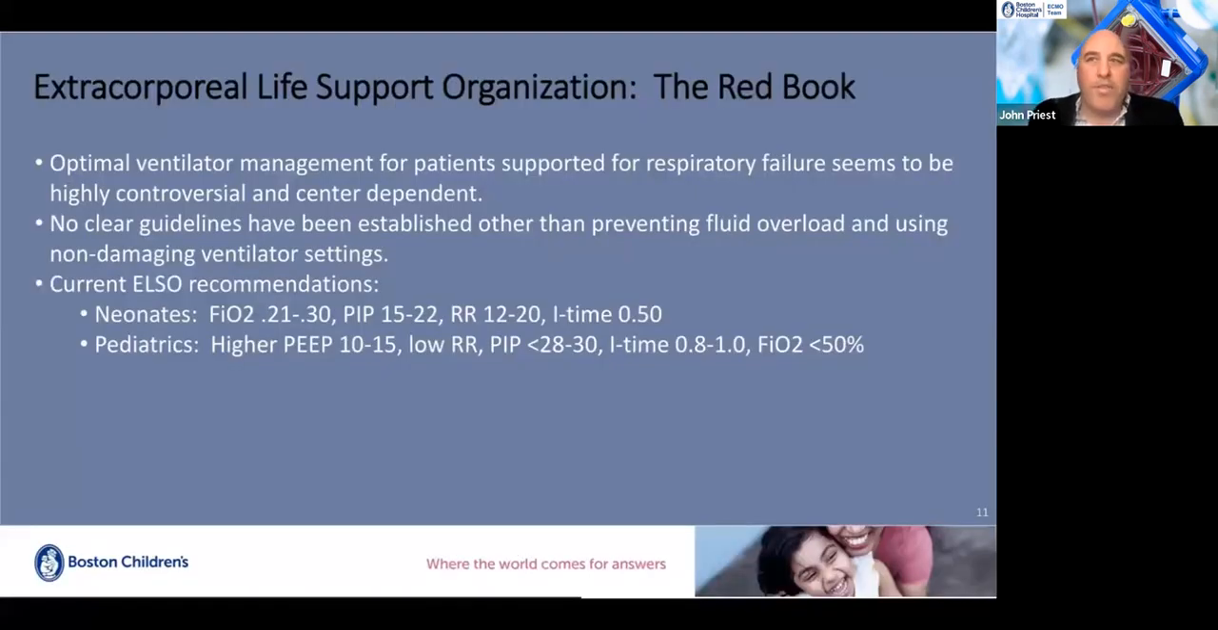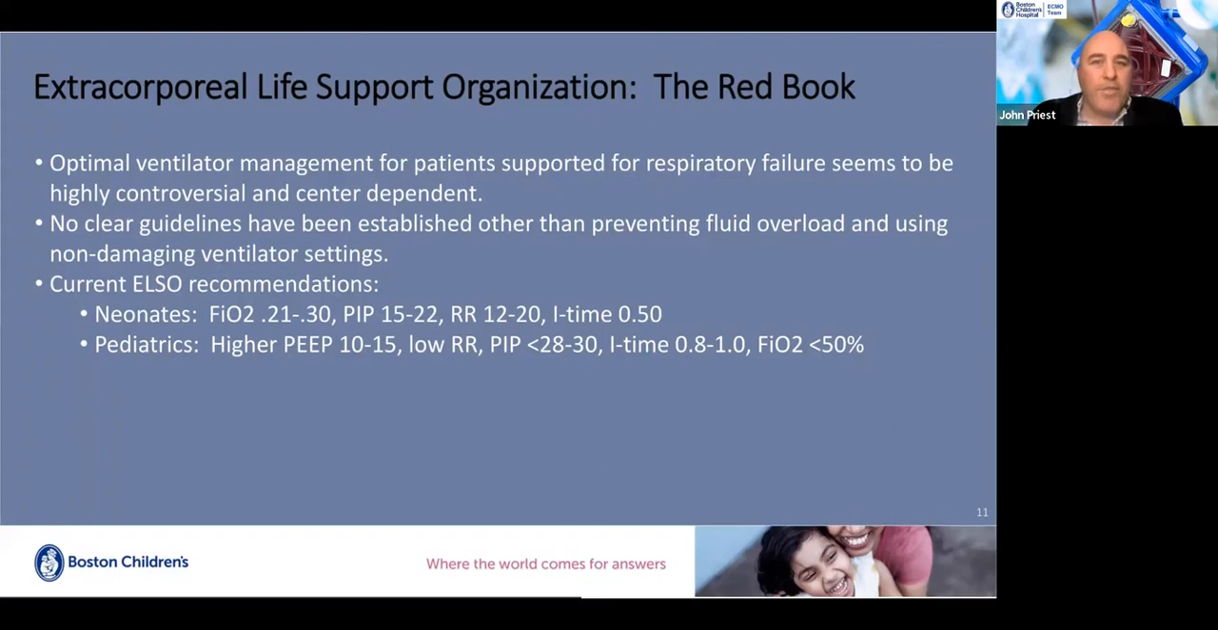So what does ELSO say? ELSO, as far as current recommendations, for neonates: low FiO2, low peak inspiratory pressure, PIP 15 to 22, respiratory rate moderate, 12 to 20, and a moderate I time to maintain recruitment at 0.5. Pediatrics, they're looking at a little bit higher, a PEEP 10 to 15, a low respiratory rate, and a fairly high peak inspiratory pressure of 28 to 30.